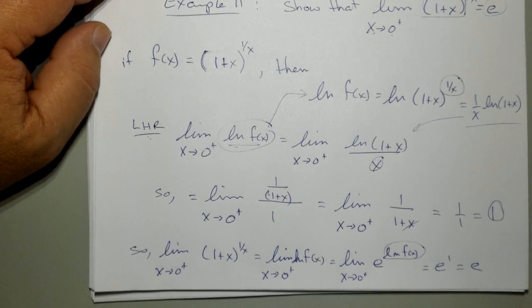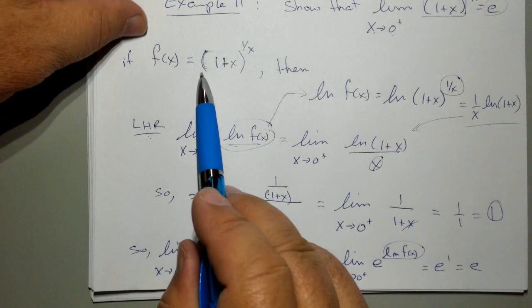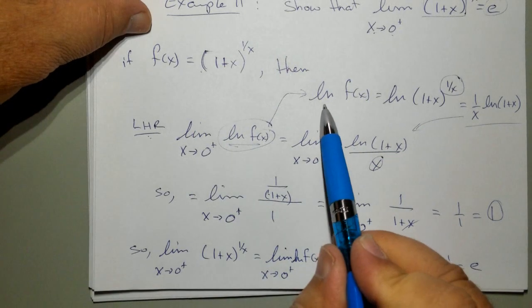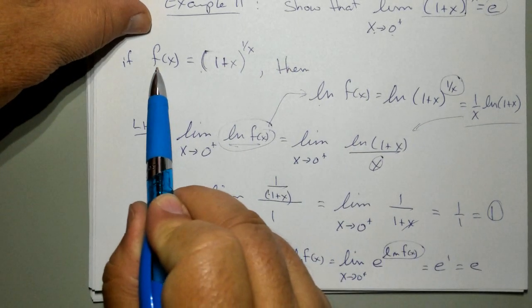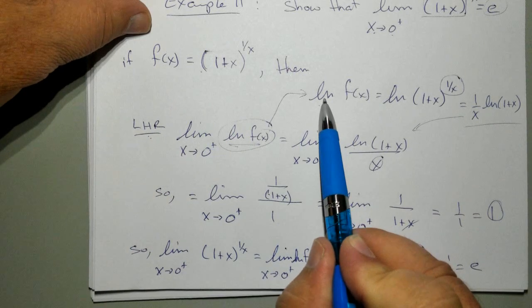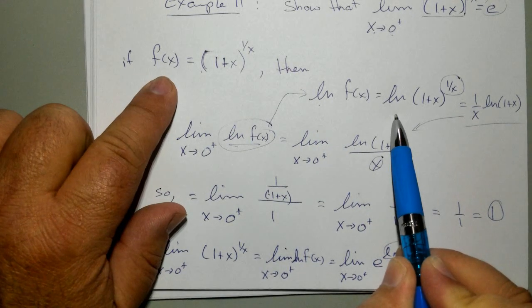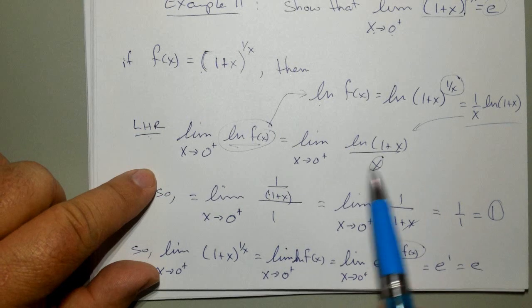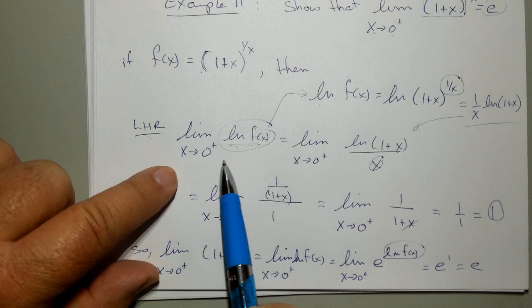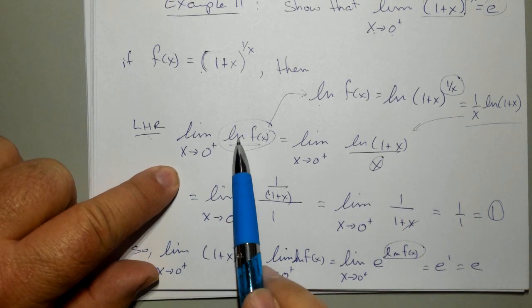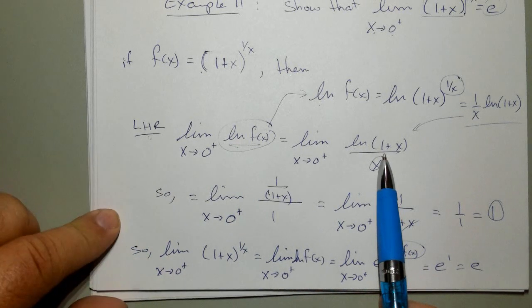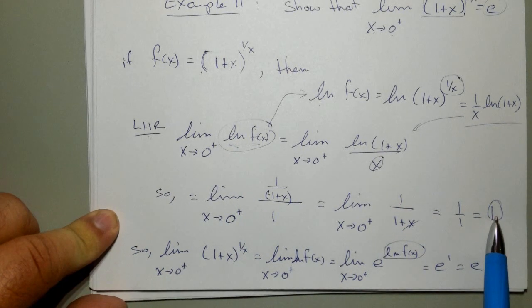A little confusing. What we have to do first: the first thing we have to do, we have our function, take the ln of it, and then work to simplify it out. Because then we can take the limit of that ln function. That gives us the limit value.